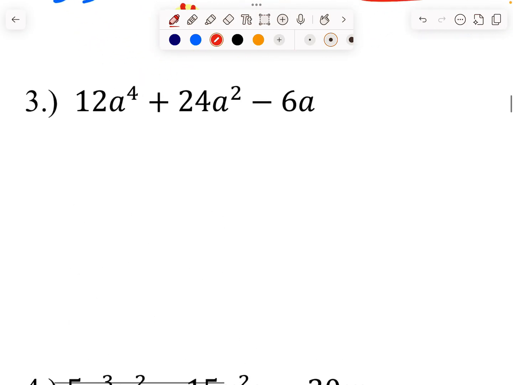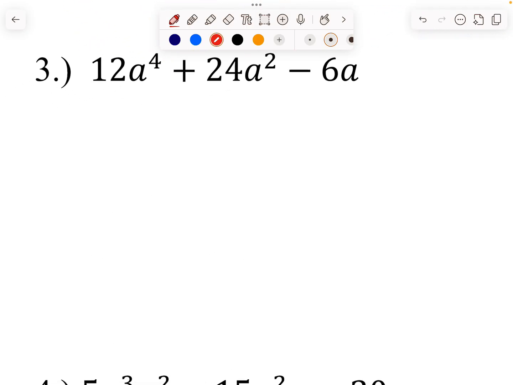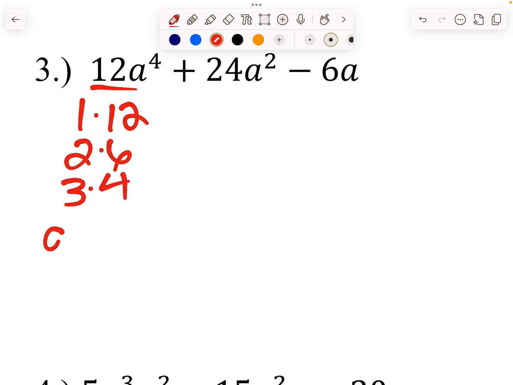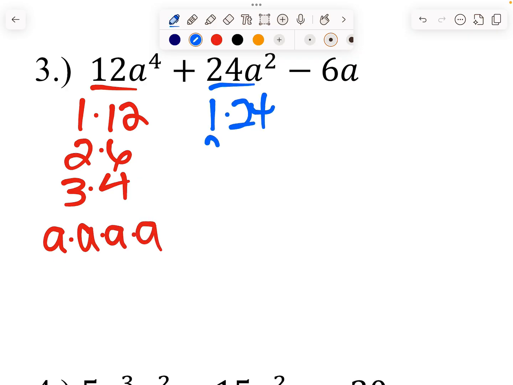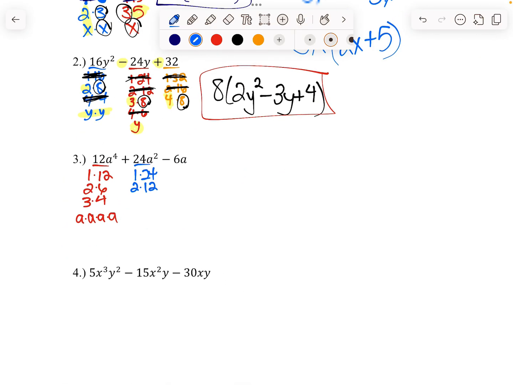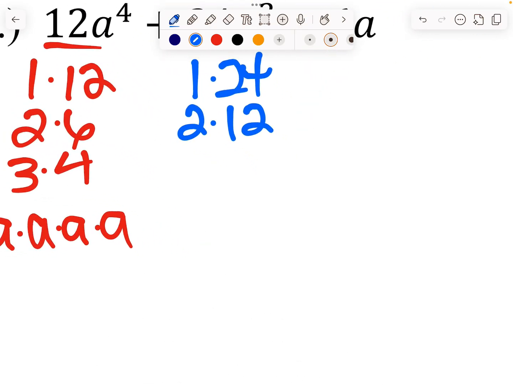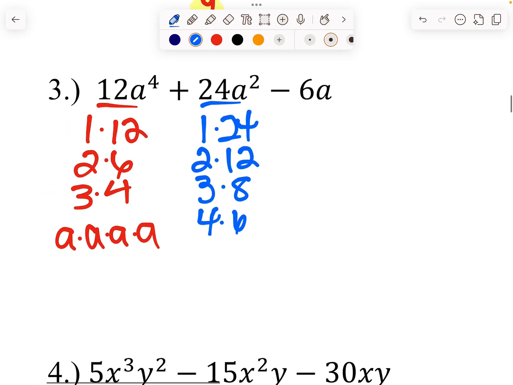All right, number 3, same thing. We're going to start by breaking down our 12 into the two whole numbers that multiply to give us 12. 24, same thing. We just did 24 in the problem above. So we can just copy that list with A and A. And then 6.